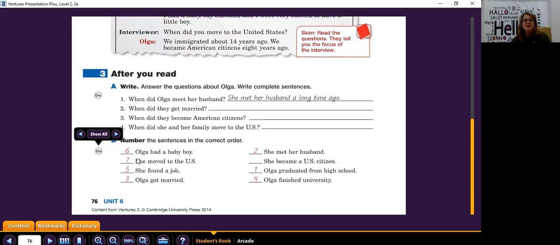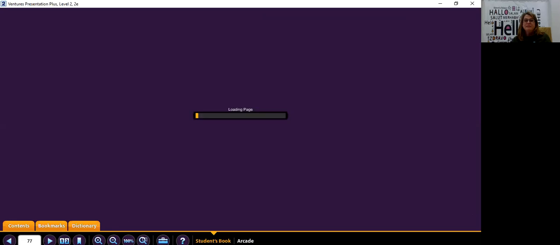Here you go, 7, she moved to the United States. And 8, she became a US citizen. Okay, there we go. All right, so I'm gonna turn the page here.